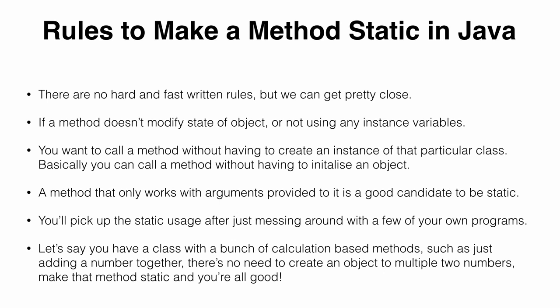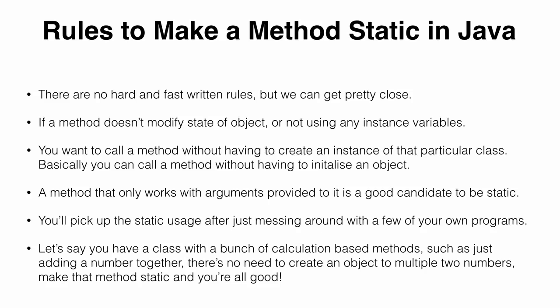Rules to make a static method in Java. There are no hard and fast written rules, but we can get pretty close when it comes to why we should make something static. If a method doesn't modify state of object or is not using an instance variable, it's a good idea to make it static. You want to call a method without having to create an instance of that particular class. Basically, you can call a method without having to initialize an object, as I previously mentioned. A method that only works with arguments provided is a good candidate to be static.